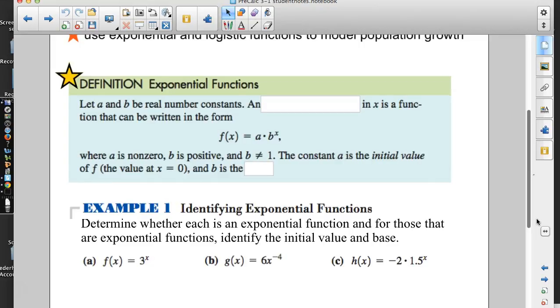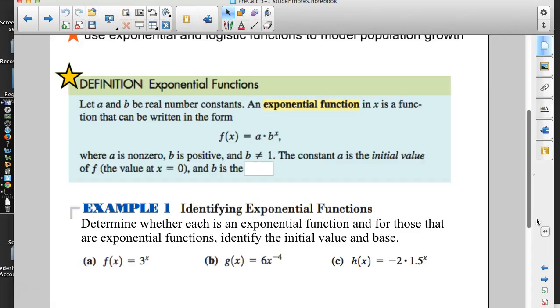So today's focus really is on the exponential functions. So let a and b be real number constants. An exponential function in x is a function that can be written in the form. I'm going to stop there to help you get caught up for a second, because every once in a while somebody confuses power functions with exponential functions.